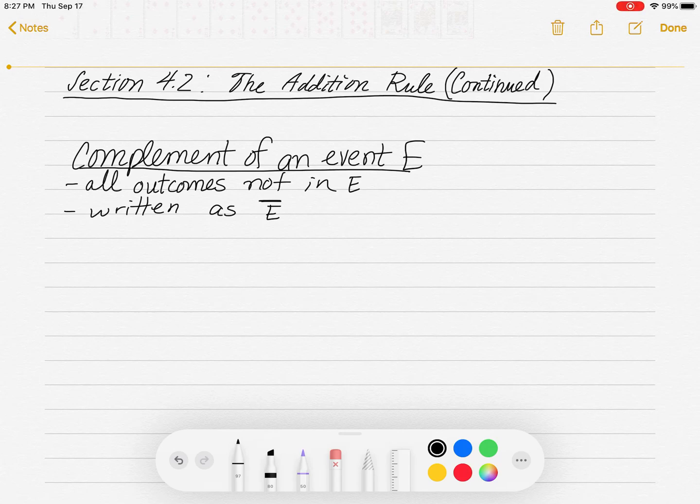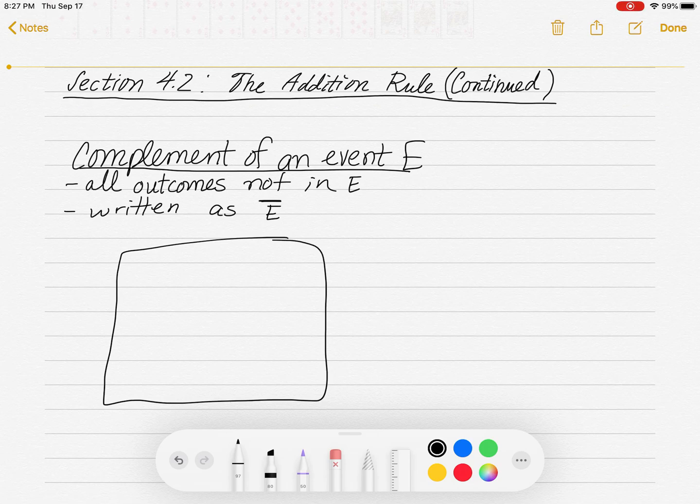So while we're in this section 4.2 on the addition rule, I want to introduce the concept of the complement of an event formally. So what is the complement of an event E? Let's say I got a sample space out here. This could represent something like all the cards, all the possible outcomes. And then you have some event E that you're interested in.